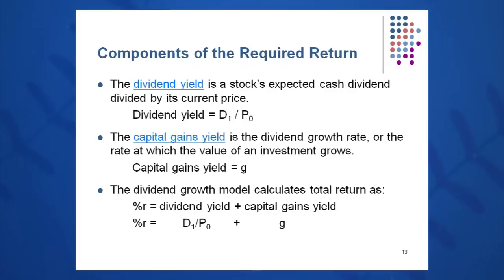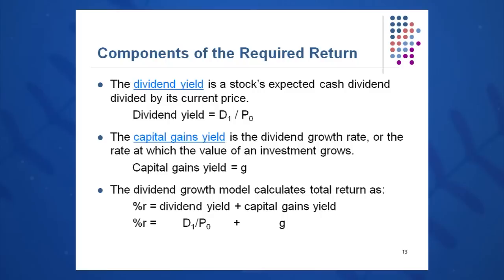Components of required return: look at what you require when you buy a stock. Well, hopefully you get some price appreciation and your stock goes up. This is referred to as the capital gains yield. If it's a constant growth rate, you can use the terminology G, same as the growth rate in dividends. And the dividend yield is D1 over P0.